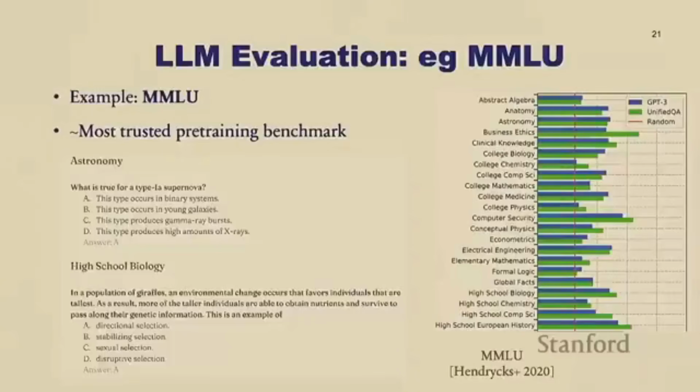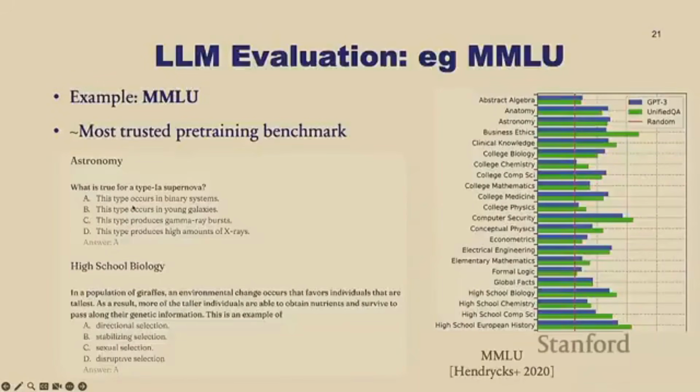To give you a specific example, MMLU is probably the most common academic benchmark for LLMs. It is a collection of many questions and answers in many domains, for example college medicine, college physics, astronomy, and these types of topics. The questions are things like, in astronomy, what is true for a type 1a supernova? Then you give 4 different potential answers, and you just ask the model which one is more likely.